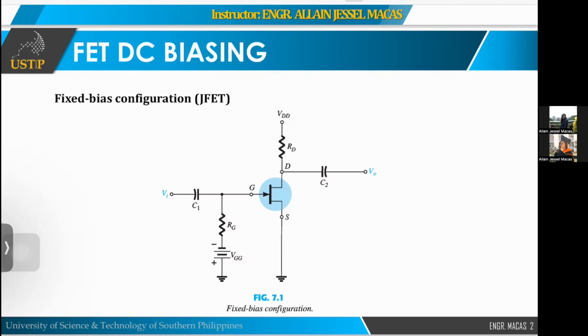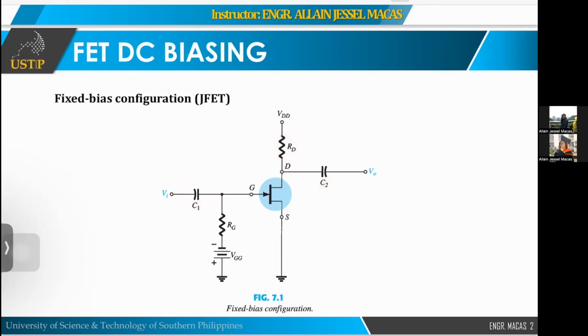Okay, let's have the fixed bias configuration for JFET. There are many configurations, like self-bias and voltage divider. So we'll take them one at a time for each FET, no? So, we have this JFET, no? It's a JFET, and we connect it with resistors and capacitors. It's connected like this, class.